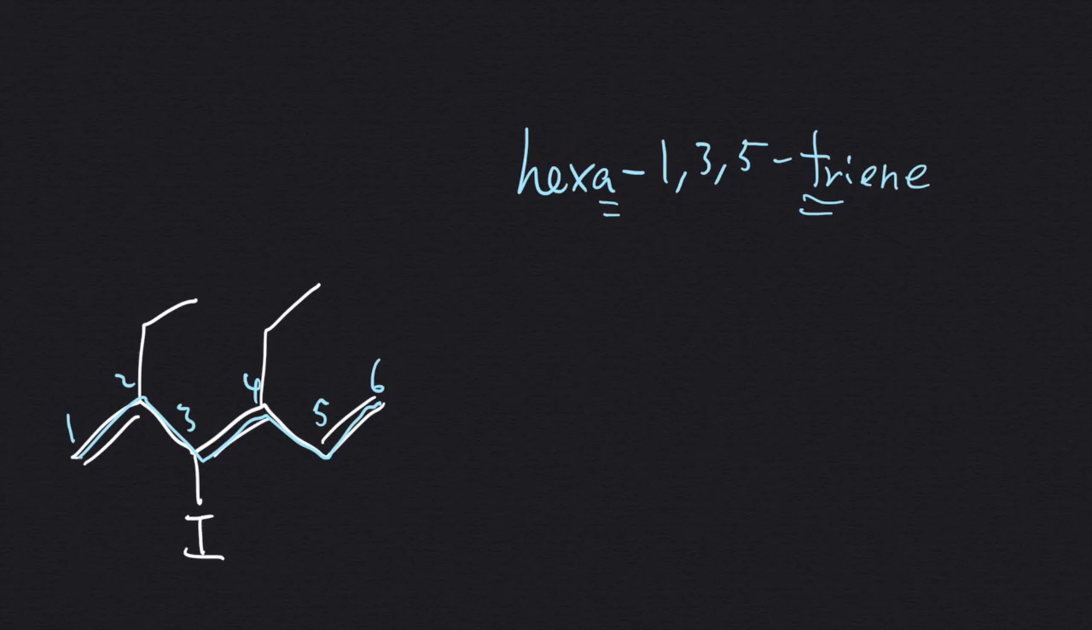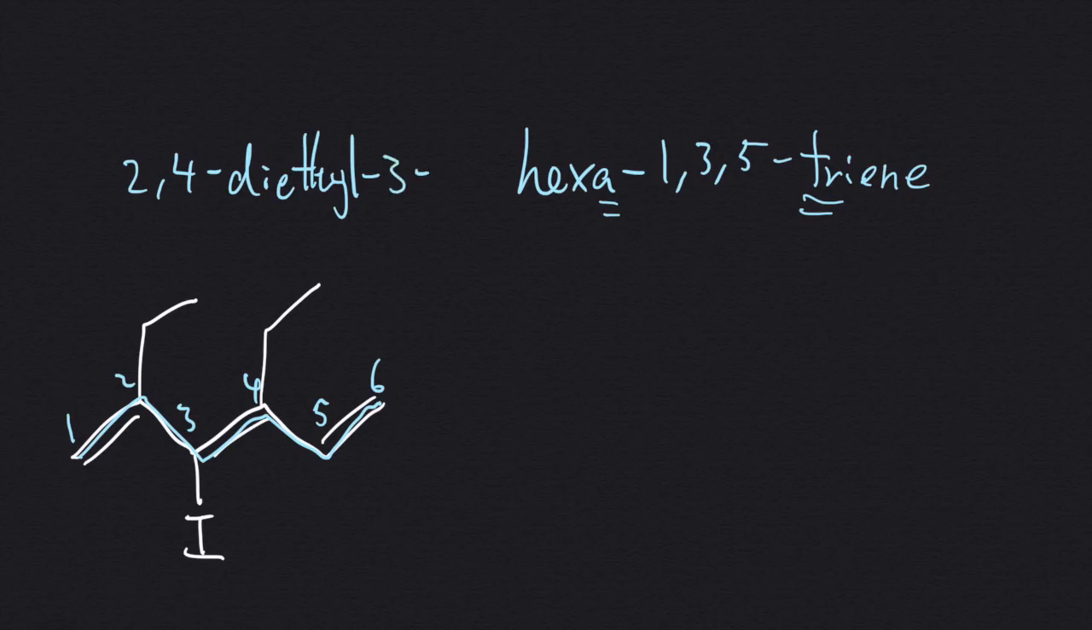And afterwards, we will name the other substituents. We have an ethyl and also an iodo, and we will name the ethyl first because of alphabetical order. So we have 2,4-diethyl and 3-iodo. So the name of this compound will be 2,4-diethyl-3-iodohexa-1,3,5-triyne.